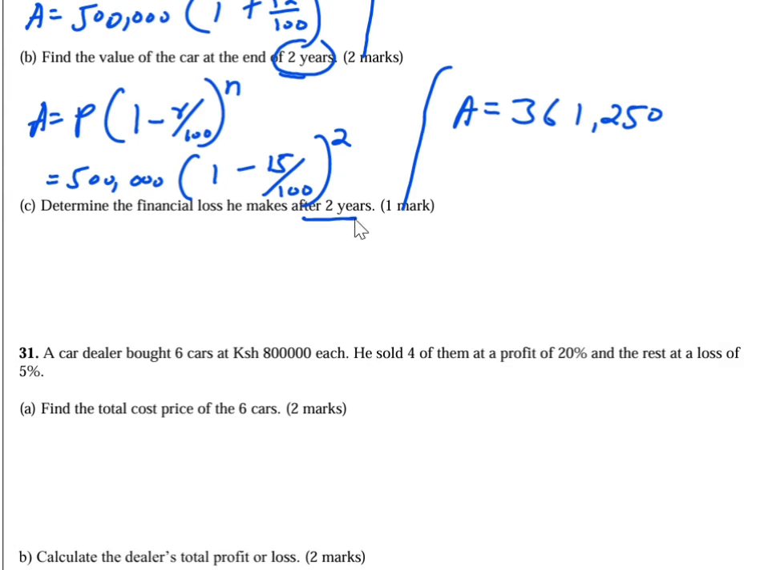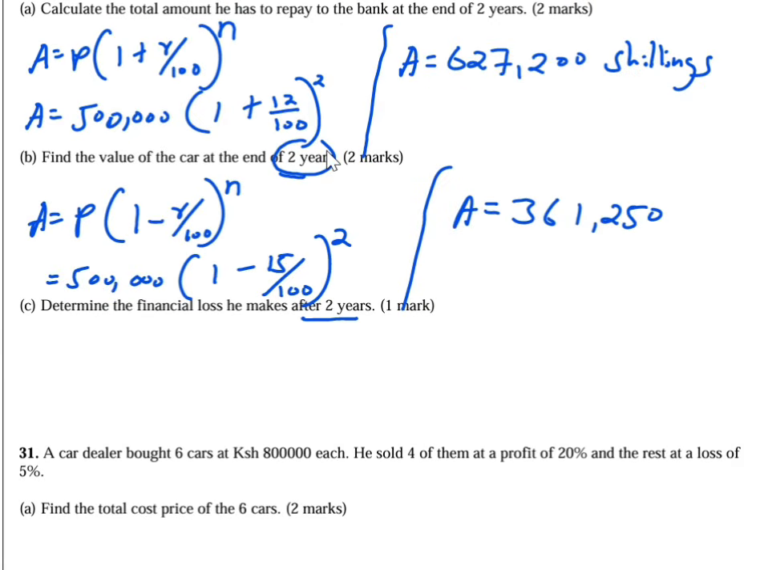So hii ni hasara atapata. So hasara tunapata aje? The financial loss, alikopa pesa, anafaa alipe kwa bank, ndio hii. Usisahau, anafaa alipe hii pesa. Na gari yako nayo, pesa iko nayo ni ngapi? 361. So what is the financial loss? Is the difference between the two. So the financial loss will be the difference between the two.